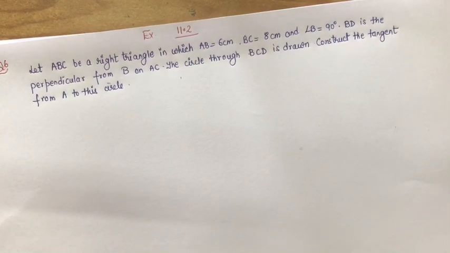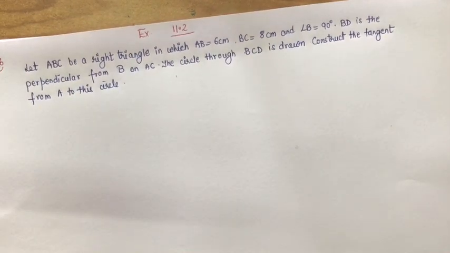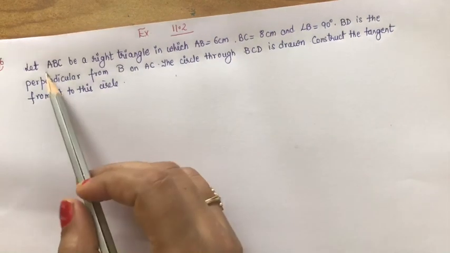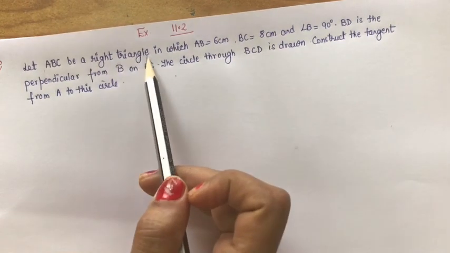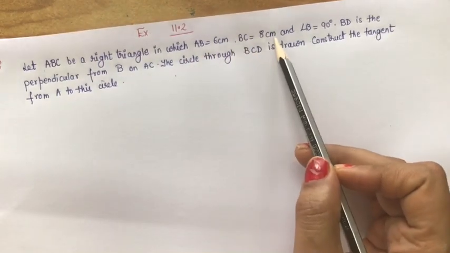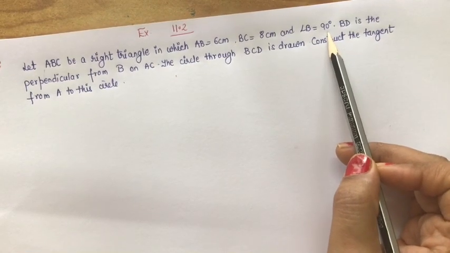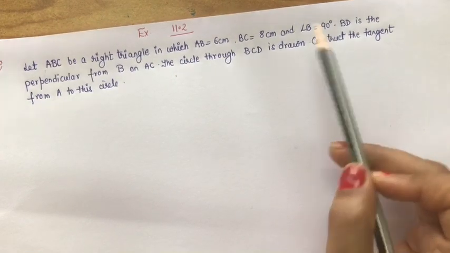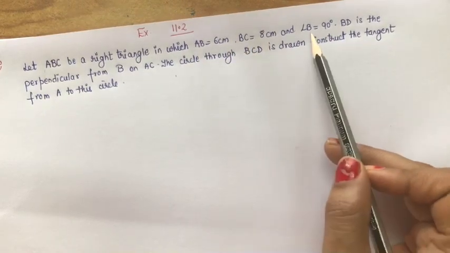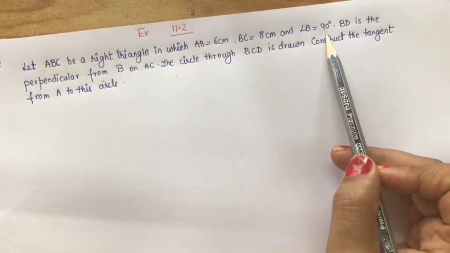Children, let us do question number 6 of exercise 11.2. First we'll read the question and try to do the construction step by step. So this starts with, let ABC be a right triangle in which AB is equal to 6 centimeter, BC is 8 and angle B is 90 degree. So first step is we are going to construct a right triangle in which AB, BC and angle B, measurement of one angle is given. So it is a right angle triangle first of all.